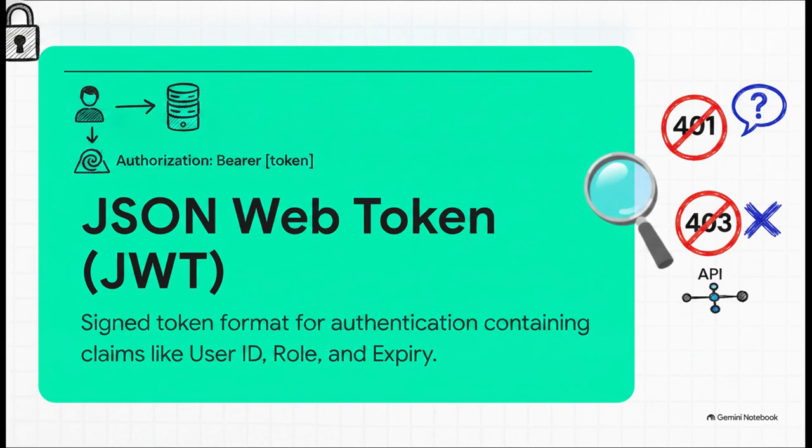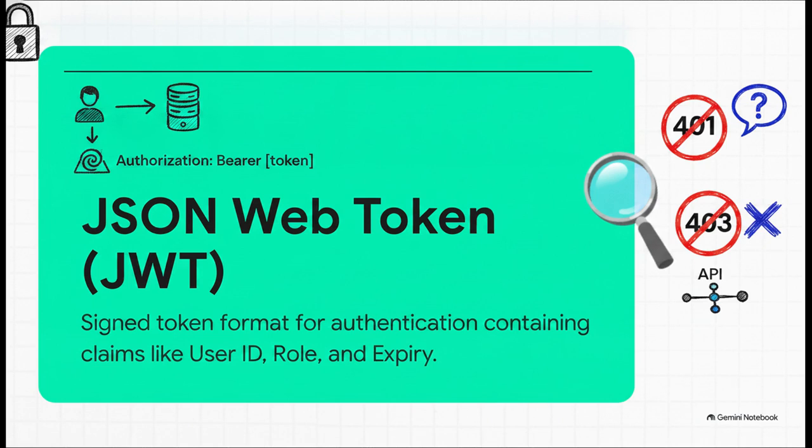Next up in the API layer, we've got authentication. For this, JSON Web Tokens, or JWTs, are the gold standard. The flow is actually super straightforward. A user drops in their credentials, the server validates them, and mints this signed token. And then the client just sends it back in the authorization header as a bearer token. That token is packed with claims. Stuff like the user ID, their role, and the expiry time.